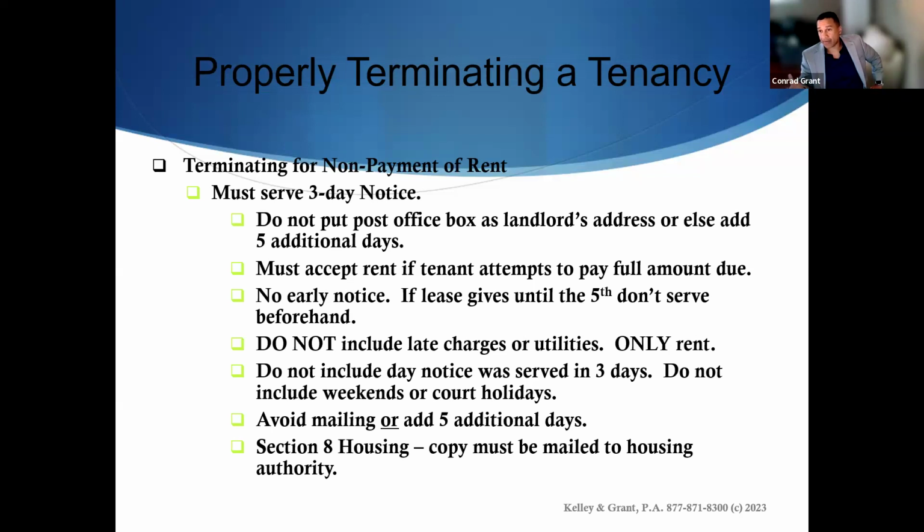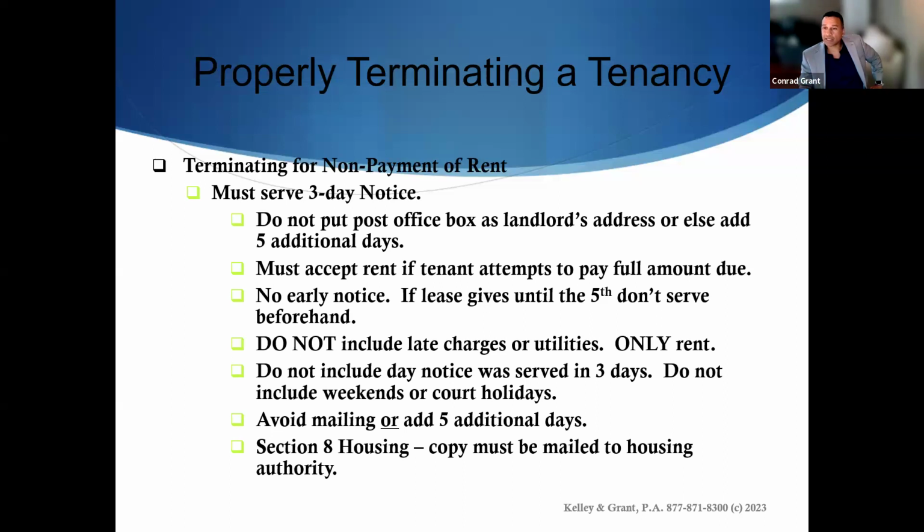So if you inherit a lease that you're not familiar with, look to the lease. Does the lease give a grace period? Like rent is going to be late after the 5th, then you need to honor that. If you serve it on the 1st, then it's a defective notice.